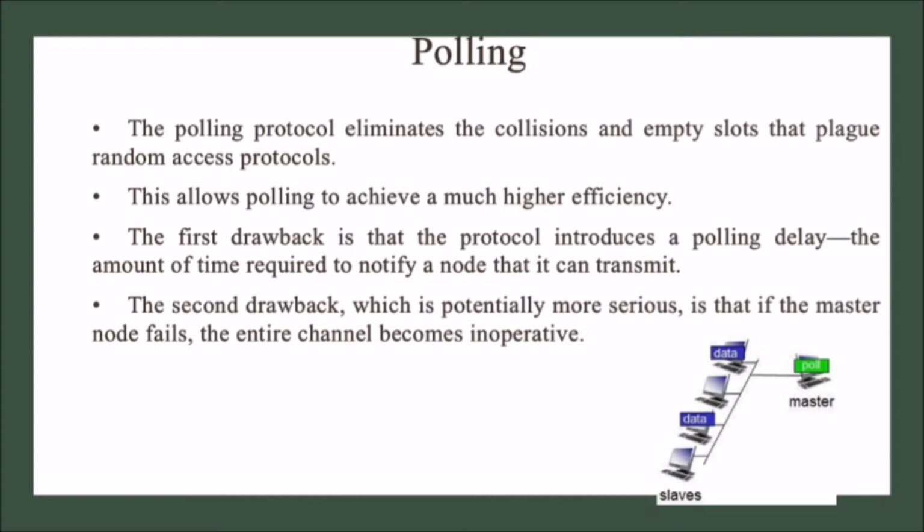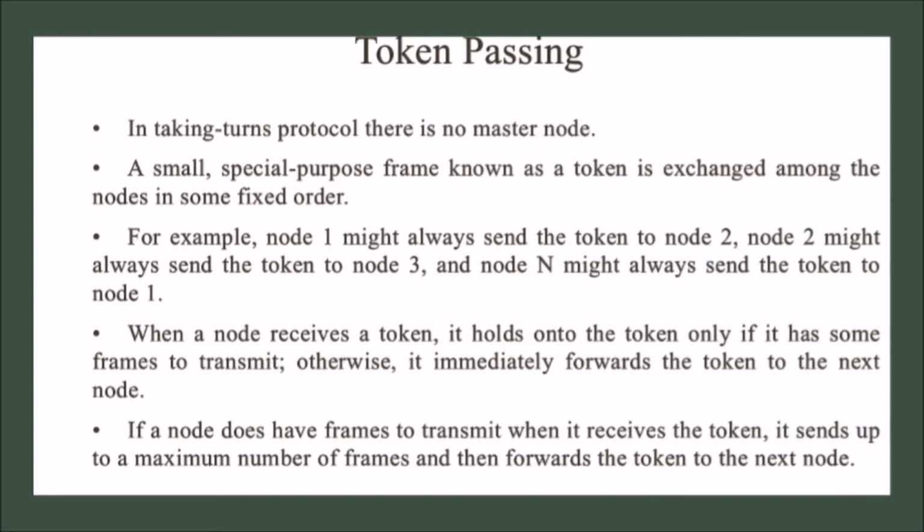Now the second drawback of this protocol, which is more serious, is that if the master node fails, the entire channel becomes inoperative. So in a total of 6 nodes, we have made one node the master node. But if the master node fails, the entire channel becomes inoperative.